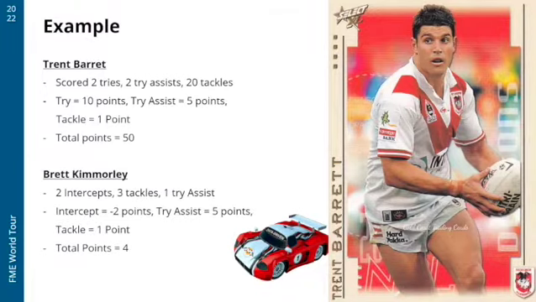But say they're versing the Sharks, and on the other side, Brett Kamali throws 2 intercepts, only makes 3 tackles and has a try assist. Based on that particular point structure, he would only get 4 points from the game. So someone with Trent Barrett would do a whole lot better than someone that had Brett Kamali.